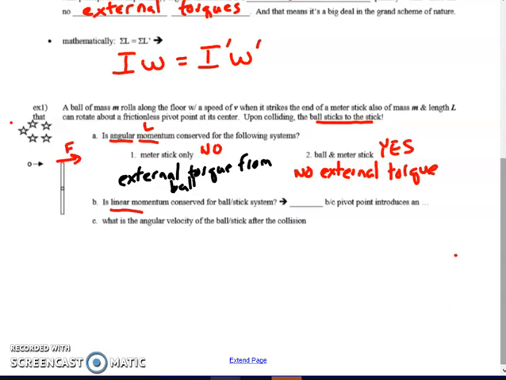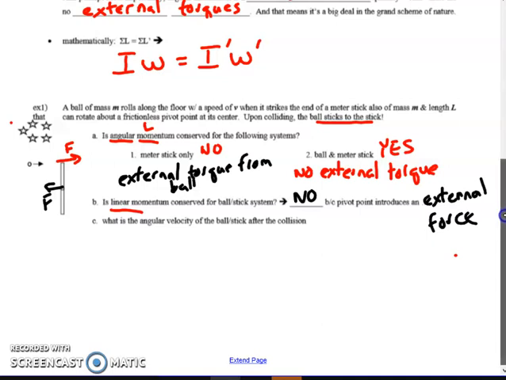So things look good. However, we can't forget about the pivot point. The pivot point does not exert a torque. I forgot to mention it earlier because there's no lever arm, but it is holding the stick in place from moving forward. So we can argue that there's some force due to the pivot point right there. So the answer is no, because it introduces an external force, not a torque. So you got to look at force for linear, torque for angular.